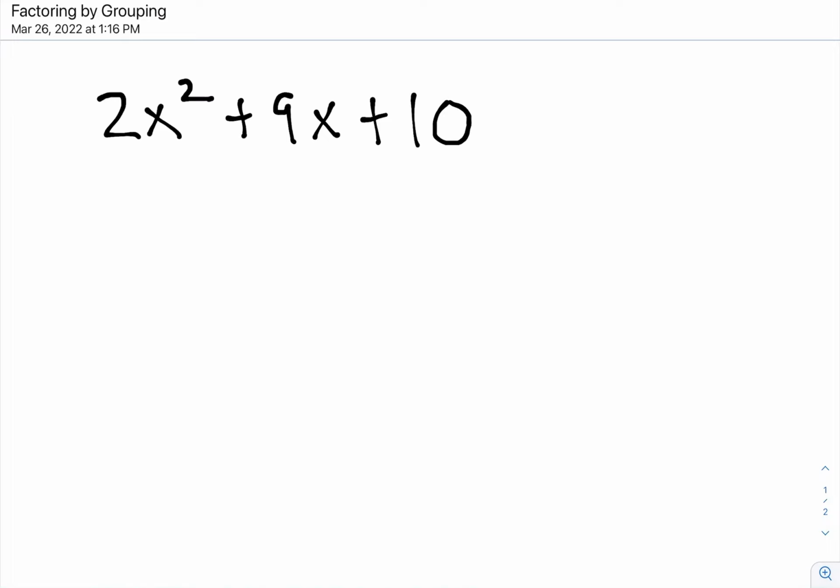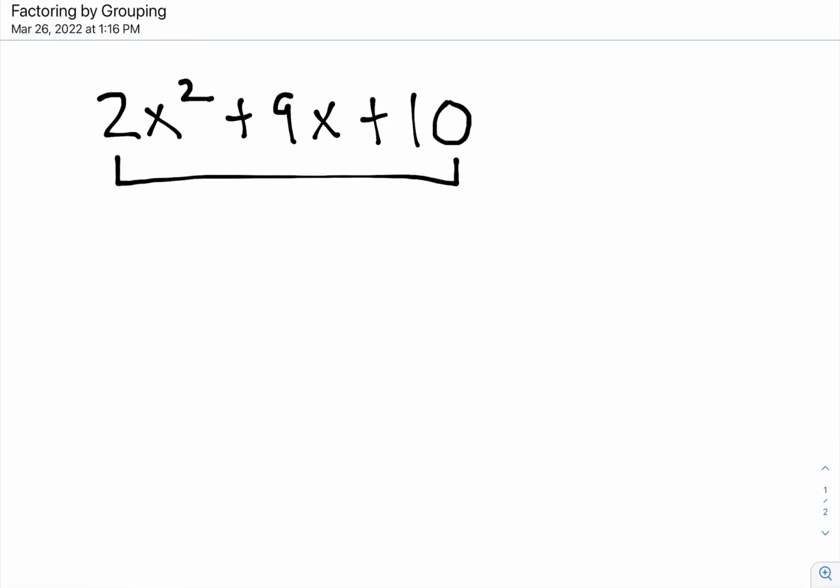People kind of freeze up because we can't just split this into two brackets anymore, right? Put x, x, and think of two numbers that multiply to 10 and add to 9. Doesn't work like that because this 2 in the coefficient is kind of throwing everything off. Okay, so factoring by grouping, it's a little longer, but I think it's a super easy way to factor this quadratic super quickly and efficiently, okay?